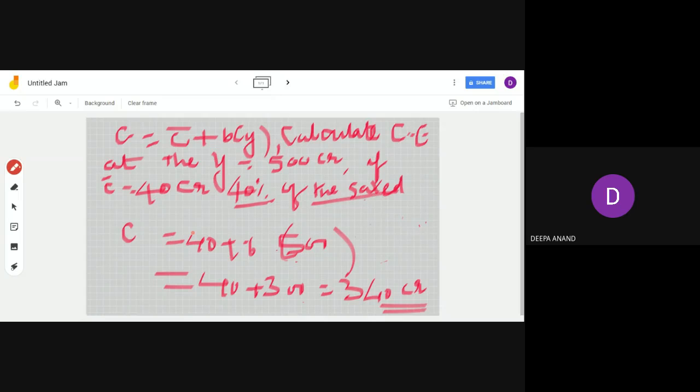So this way you can find out the saving at a particular level of income. Just put it in the formula. In the case of the saving function, you have to use MPS. So if MPC is given, you have to find out MPS and substitute in the formula. You will get the saving at a particular level of income. So likewise, you can find out the consumption and saving at a particular level of income. Okay?